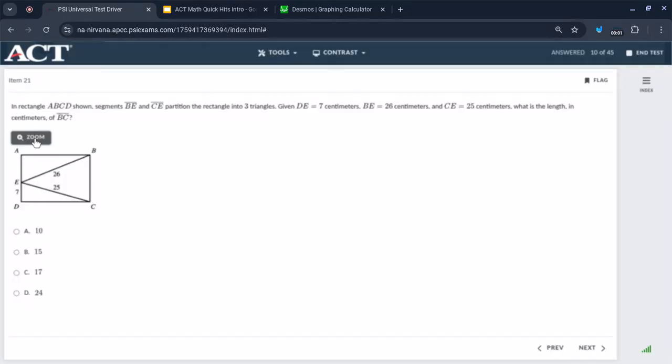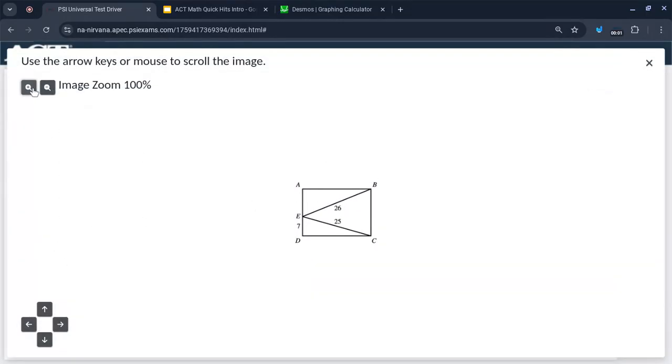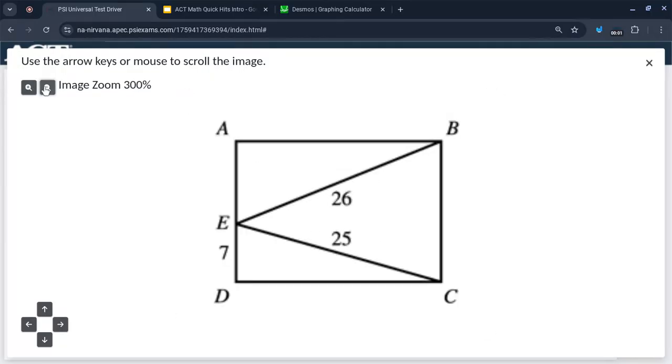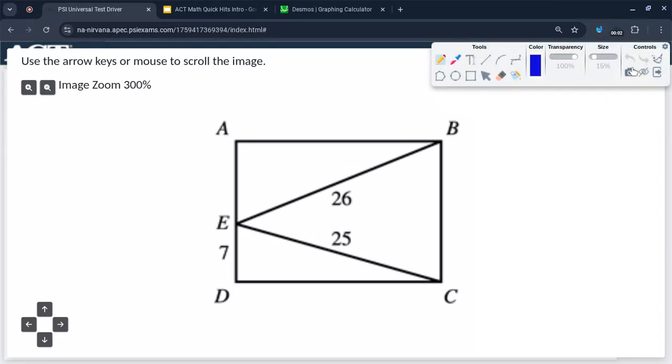So we're actually going to zoom in here. This is a nice function on the digital ACT so that we can zoom in and see this figure and figure out what we need to do. All right, so we said we wanted that side over here, BC. What we're going to do is figure out some other sides by using some right triangle applications. The first thing I'm going to find is this DC down here, the length of this segment.